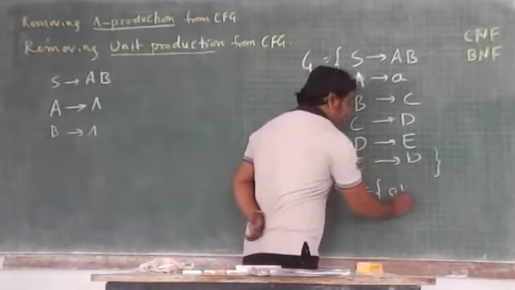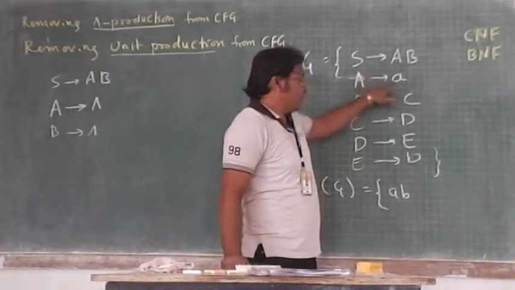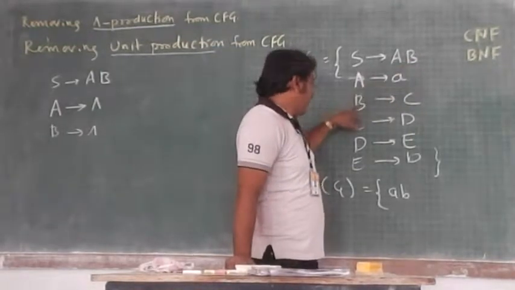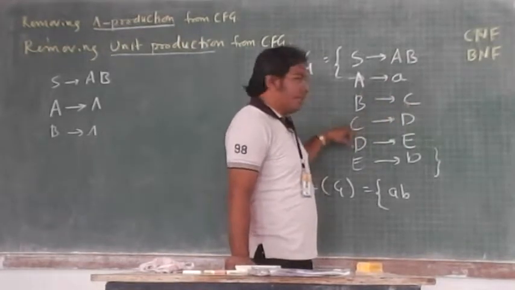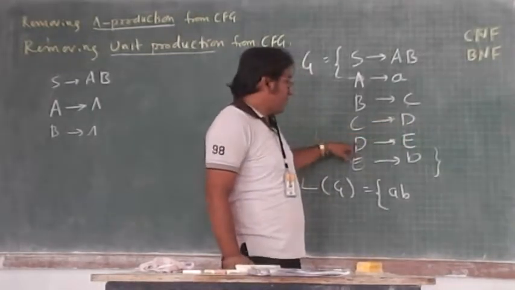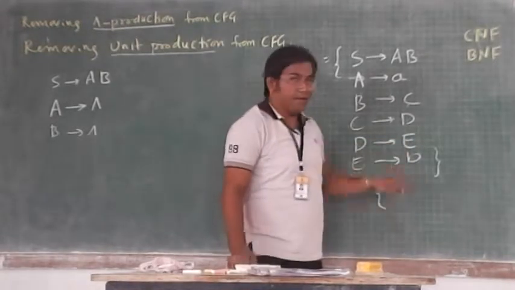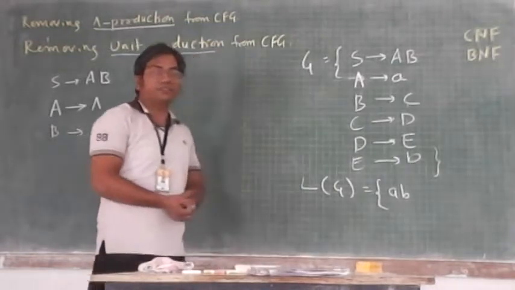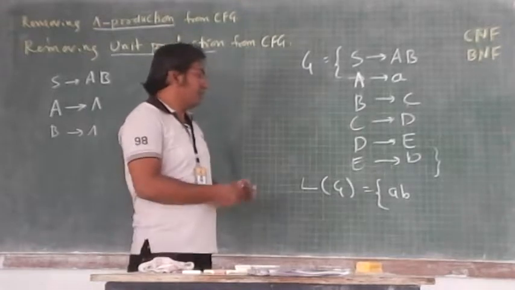That is AB. How? I started with the production S implies AB. A I can replace by A, but B I can replace by applying this production where B is getting replaced by C. To C I am applying this production where C is being replaced by D, and D I am substituting by applying this production and I am getting E, and finally I am replacing E by the terminal B. So at the end, the string generated by this grammar is AB itself.